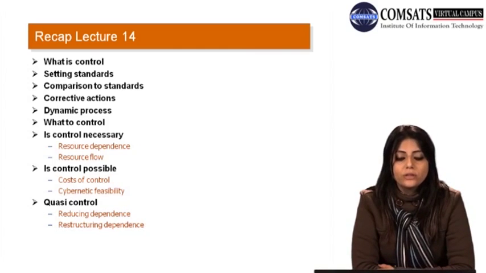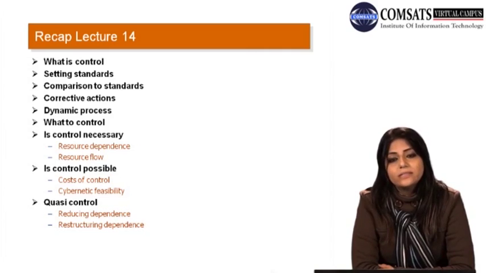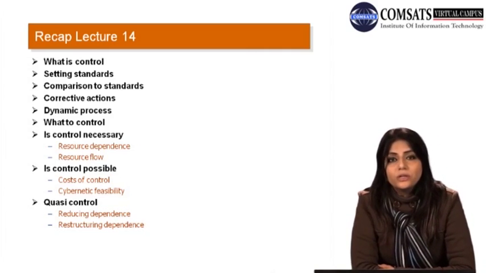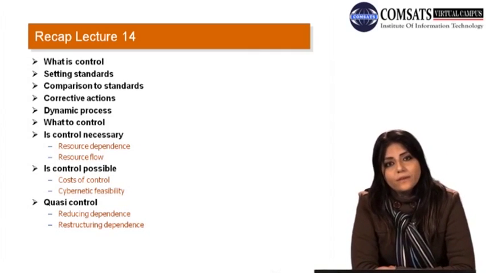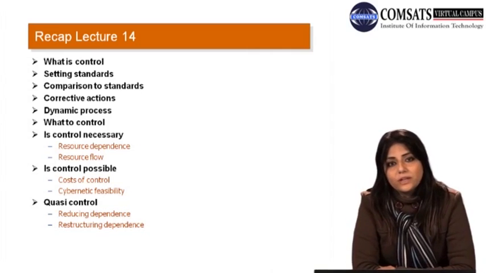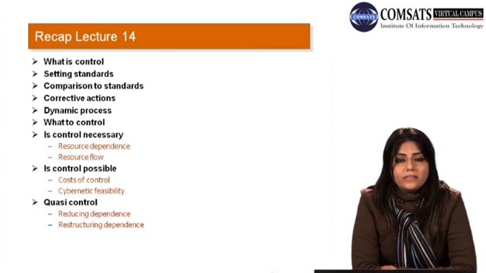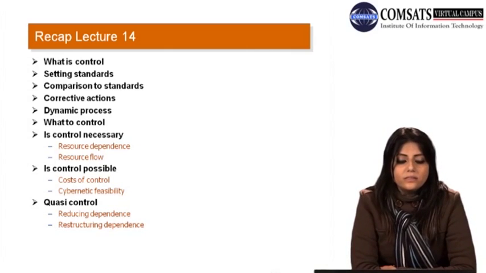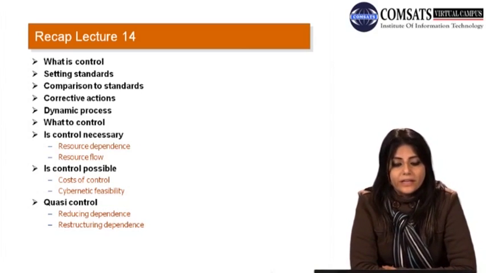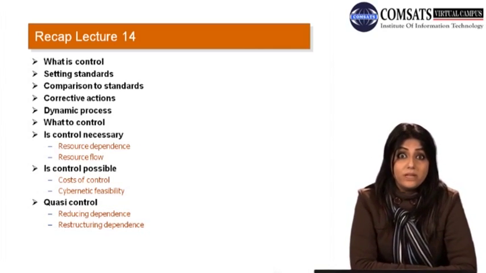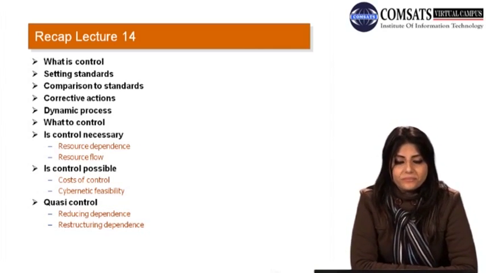Then we had a discussion on the comparison to standards, that we measure our performance or our outcomes in relation to the standards we set, and then we take corrective actions. If there are any deficiencies or deviations in the actual performance or actual outcomes, then we need to take some corrective actions. We need to put up some controls, or tighten our controls, or in certain cases we also may need to loosen our controls.